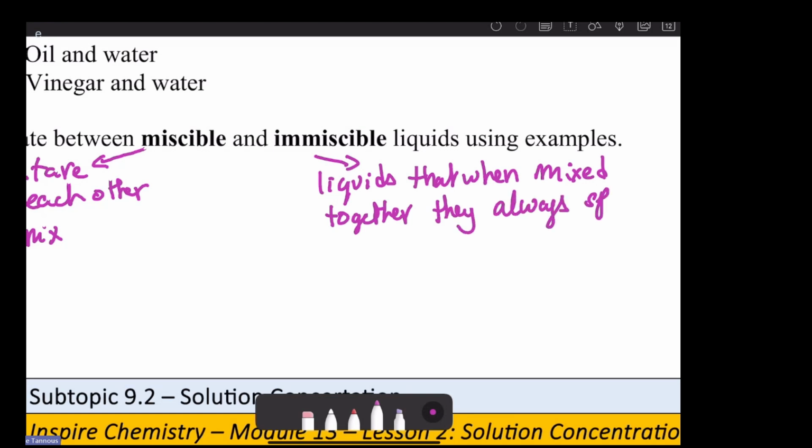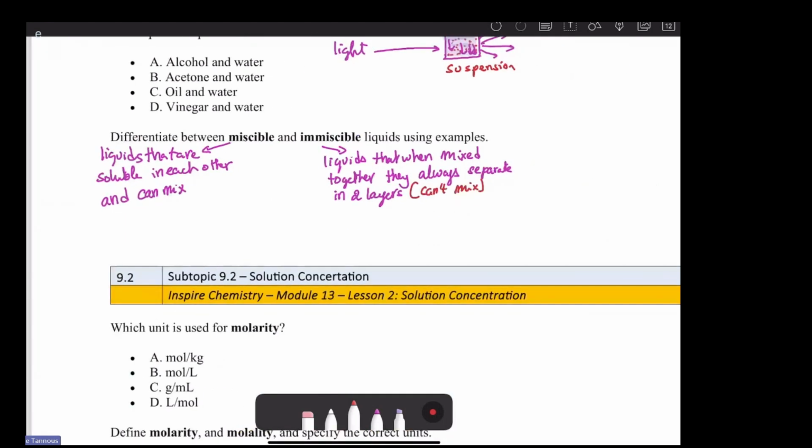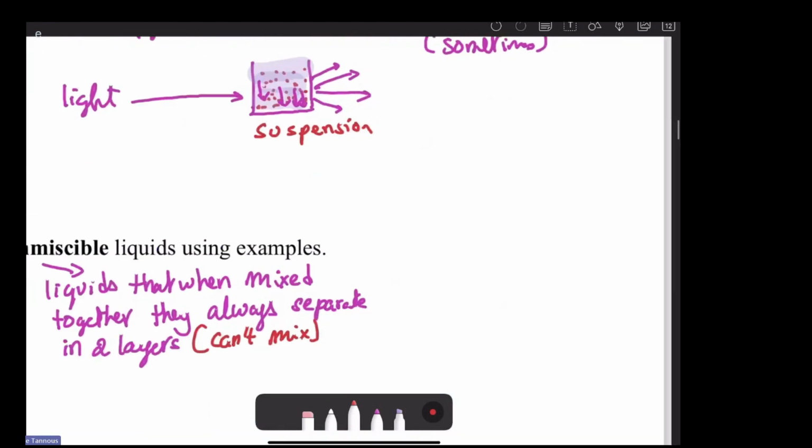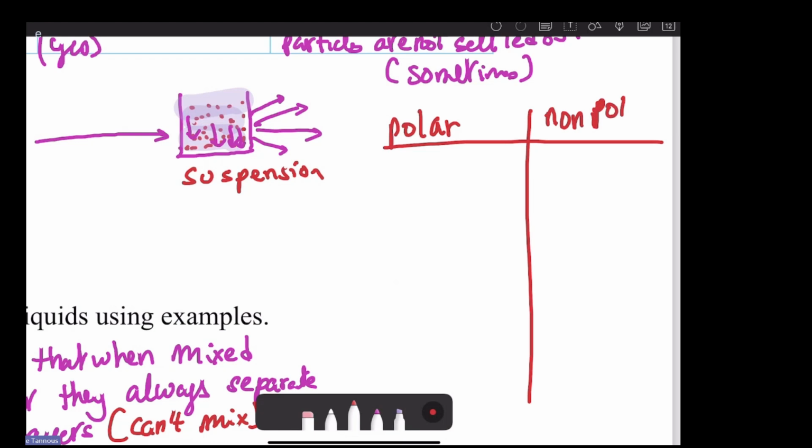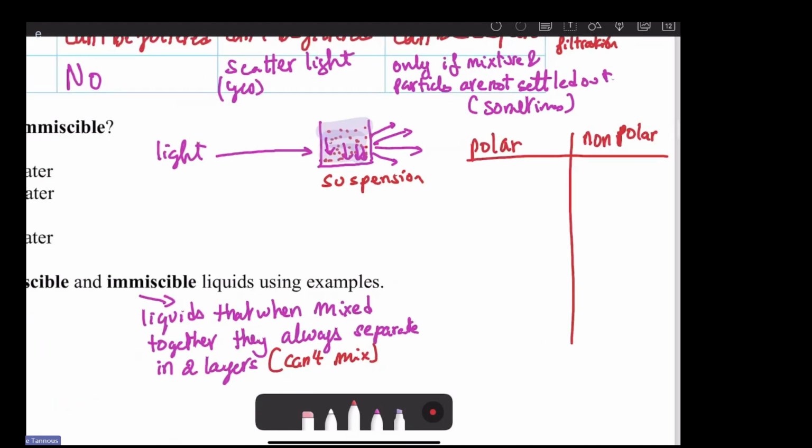They always separate, like the oil and the water. They always separate in two layers. In other words, they can't mix. For this reason, you need to know the polar solvents and the non-polar. There's a list. Whenever we mix one from each kind, they're always immiscible. But if I choose two options from non-polar or two options from polar, it will be a miscible mixture.